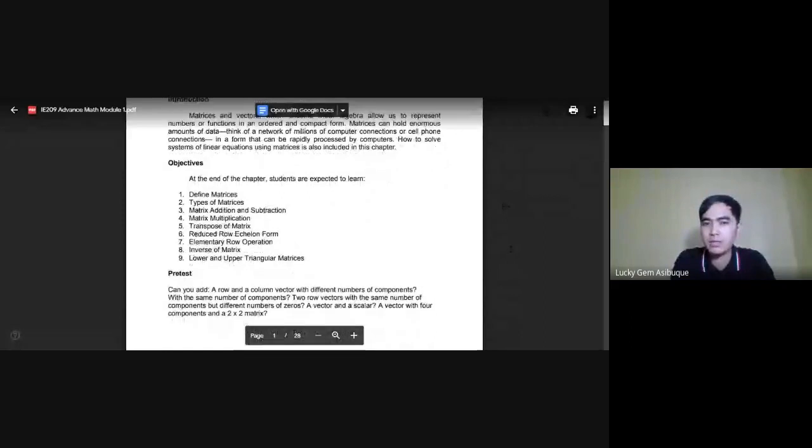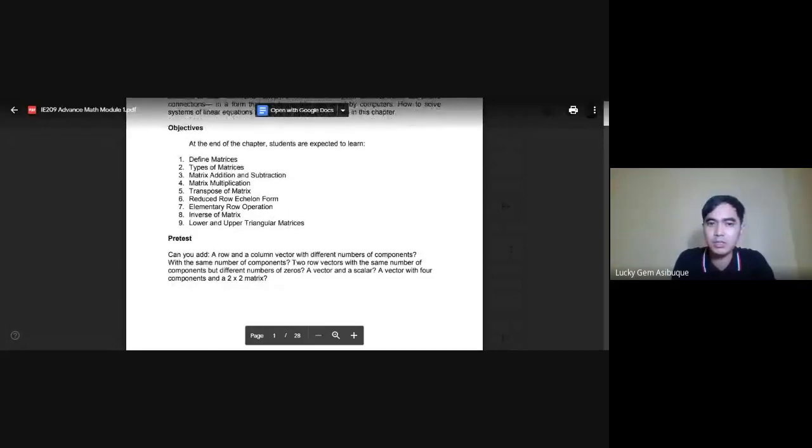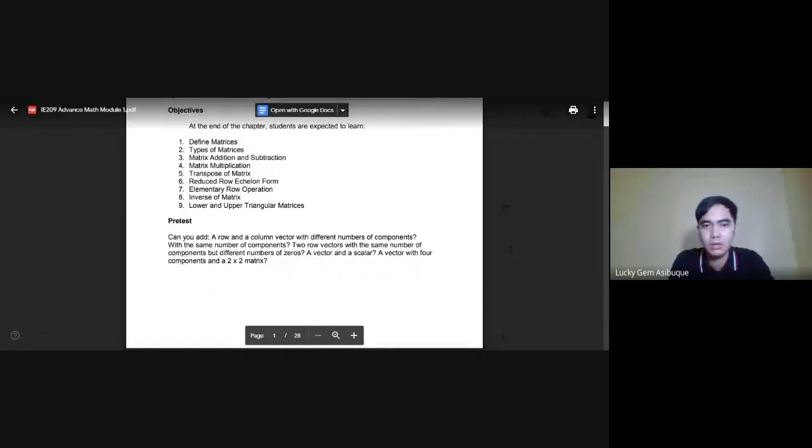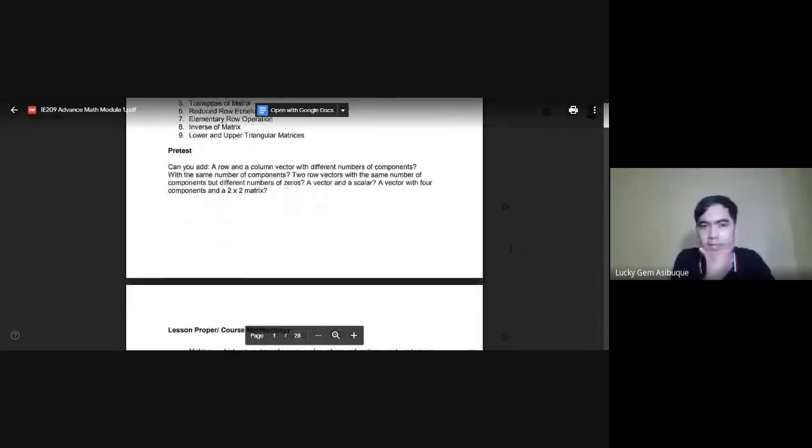At the end of the chapter, students are expected to learn to define matrices, types of matrices, matrix addition, subtraction, multiplication, the matrix transpose, the reduced row echelon form, elementary row operations, inverse of a matrix, and lower and upper triangular matrices. Okay? So dito, may pretest.